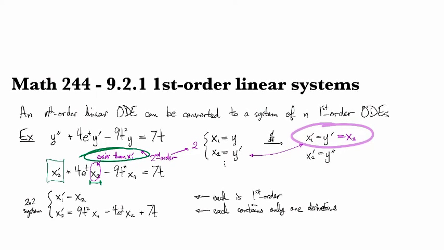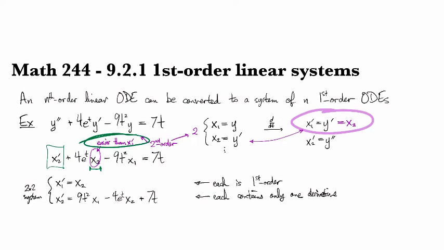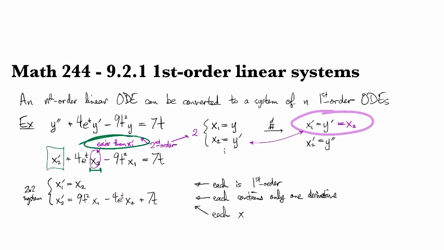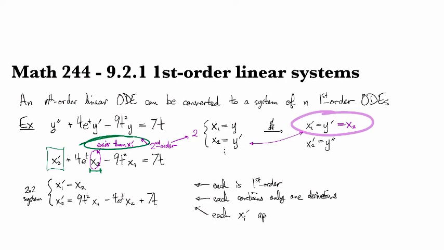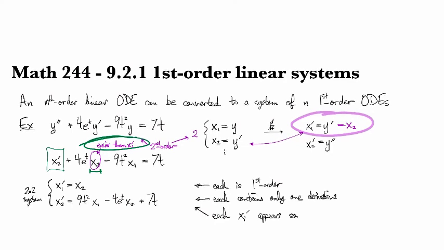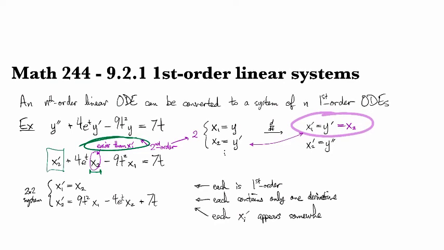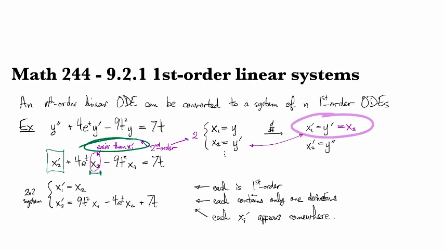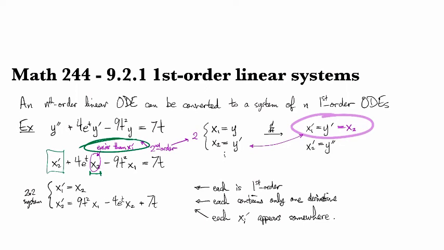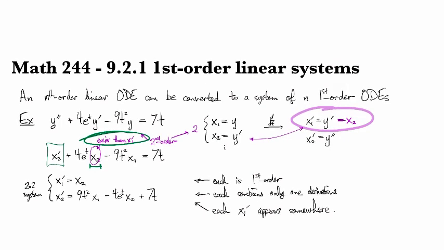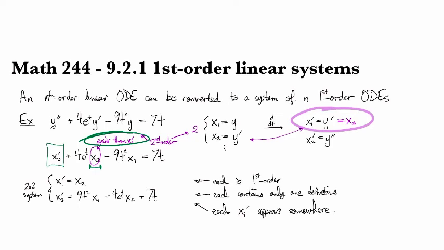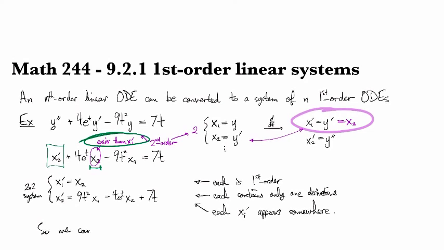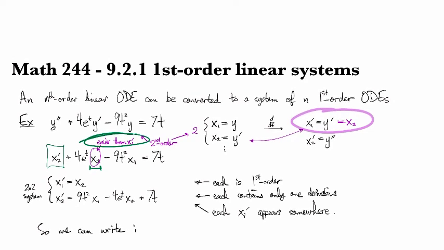And then the last thing is that looking at the system as a whole, I've got an equation for each xi prime. So each xi prime appears once and only once, and it's the only derivative in the equation that it appears in. Okay, so now this means that we can write it in matrix form.